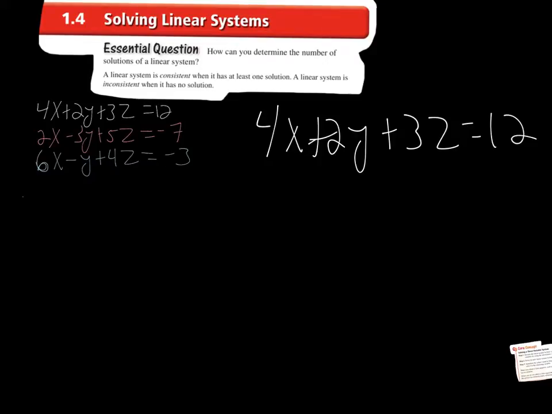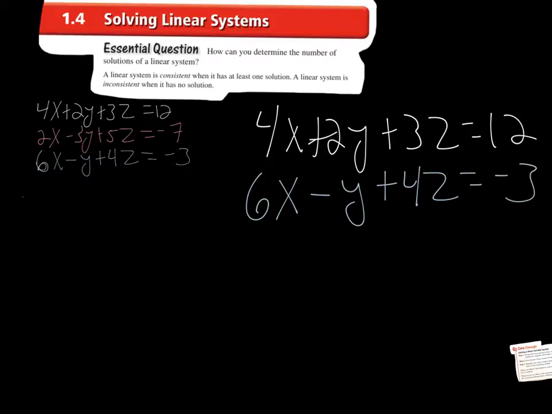Now I need to figure out what variable I should eliminate. So I already chose this equation. Now I have to look through this and figure, okay, what's the best equation to eliminate if I add them together? If I add these together, I'm probably going to go with this one and then this one, because I think that's the best option for me. So I'll go ahead and write this down. 6x minus y plus 4z equals negative 3.